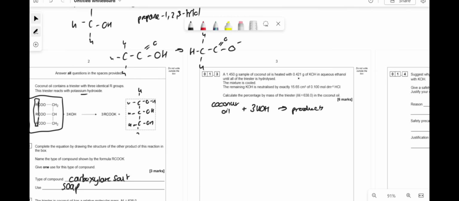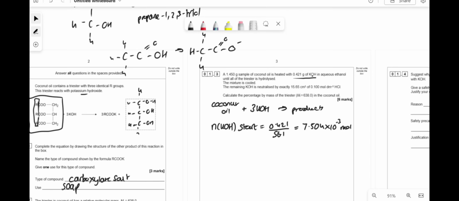So they've told you that we've heated it with this much KOH. So the moles of KOH at the start is going to equal 0.421 divided by its MR, which is going to be 56.1 if you work out using a periodic table. If you do that, 0.421 divided by 56.1 gives you 7.504 times 10 to the minus 3 moles.